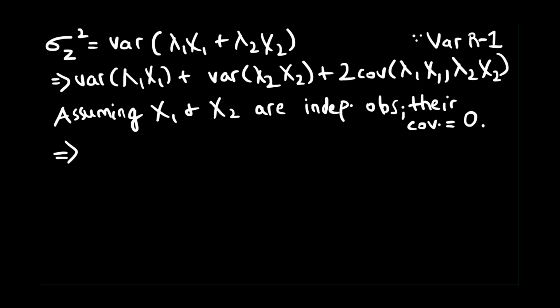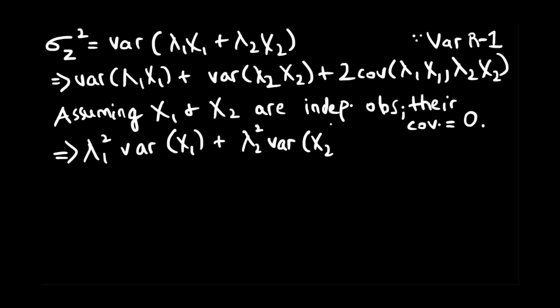We can use variance rule number 2 to rewrite that. We can just bring out lambda 1 and lambda 2 because they're constants. So we get lambda 1 squared times the variance of X1 plus lambda 2 squared times the variance of X2.